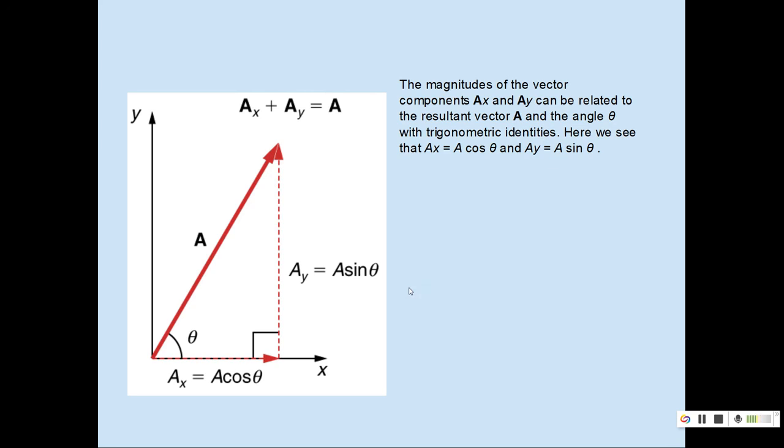So the thing to remember is cosine always goes with the adjacent, the side of the triangle adjacent to the angle, right? You can measure 2 different angles. So if I want adjacent to this angle theta, then cosine gives me the x direction. If I want the opposite side of this angle theta, then I would say ay equals a sine of theta.